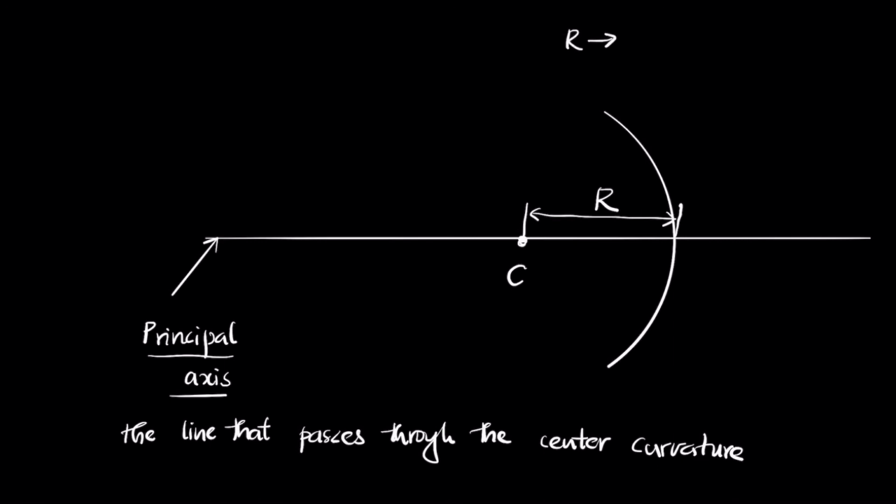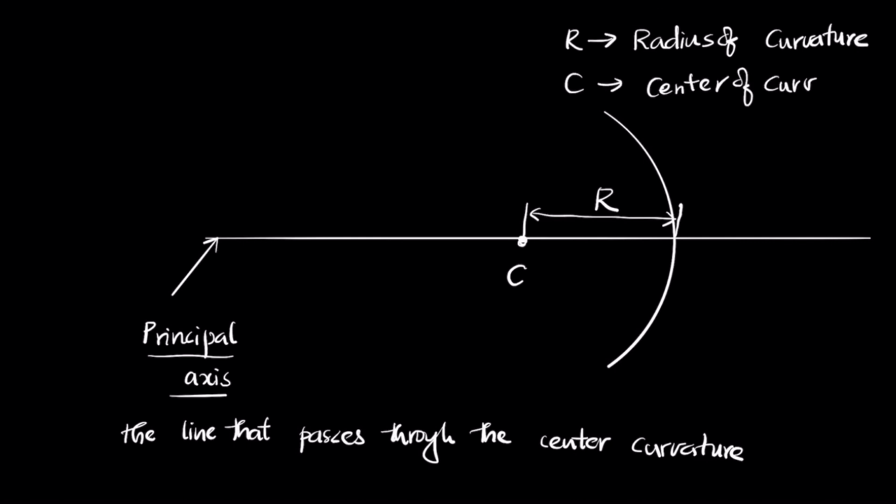So R is called the radius of curvature. And obviously C we already told, so it's called the center of curvature. The exact half length in the middle between the center of curvature and the mirror is called F. F here is called the focal point. This is how we generally call it, the nomenclature of the mirror.